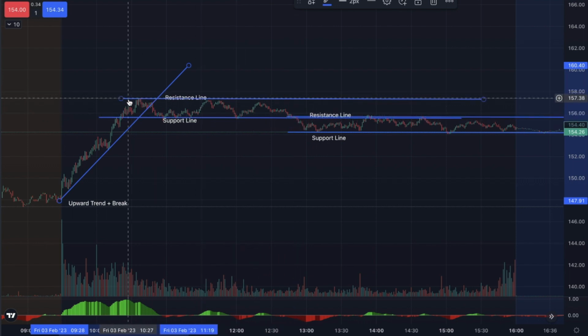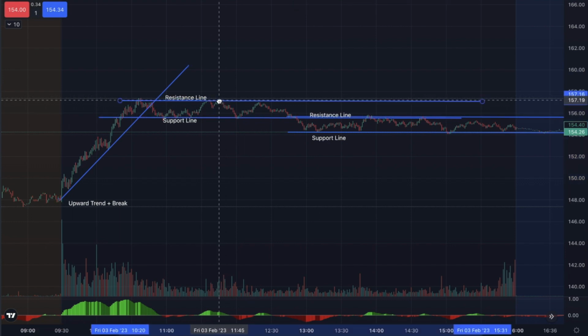So as we can see, this little box right here that it's bouncing up and down from can be referred to as either consolidation, because it's staying somewhat stagnant, but it is also the resistance and the support line. So the moment the price breaks either the support or the resistance is the point where you'll buy or sell. So we can go into this in depth a little bit more.